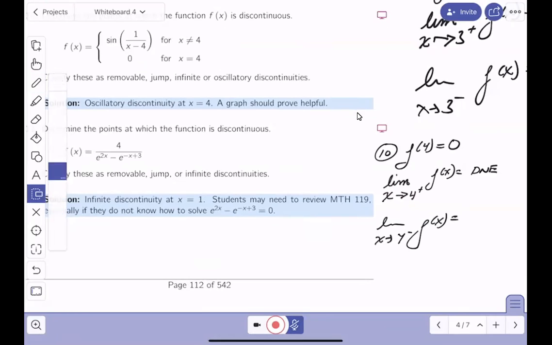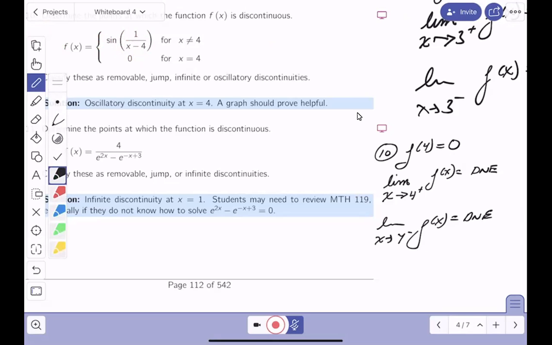And what do you get over here? Let's take a look at it. When you're at the left of 4, what does that mean? Numbers smaller than 4. Well, this goes towards 0 on the bottom, but through negative numbers. So this would be minus infinity. And what's sine of minus infinity? Again, it bobs up and down between plus or minus 1. So it's another d and e.